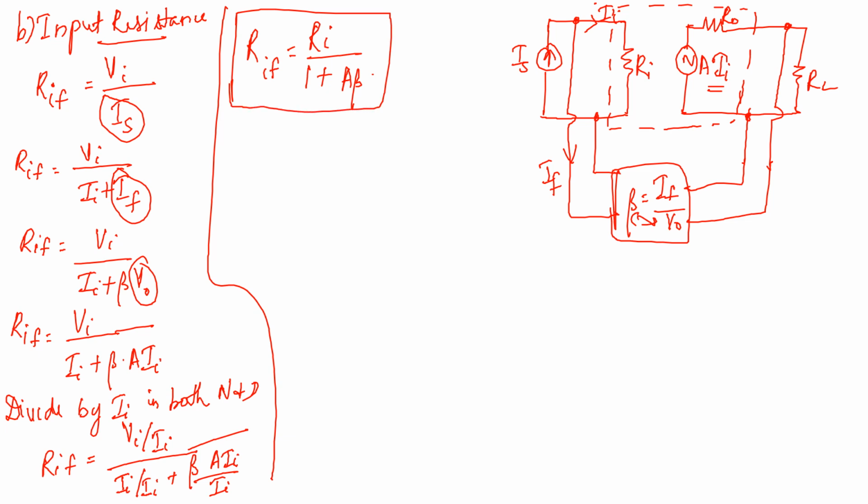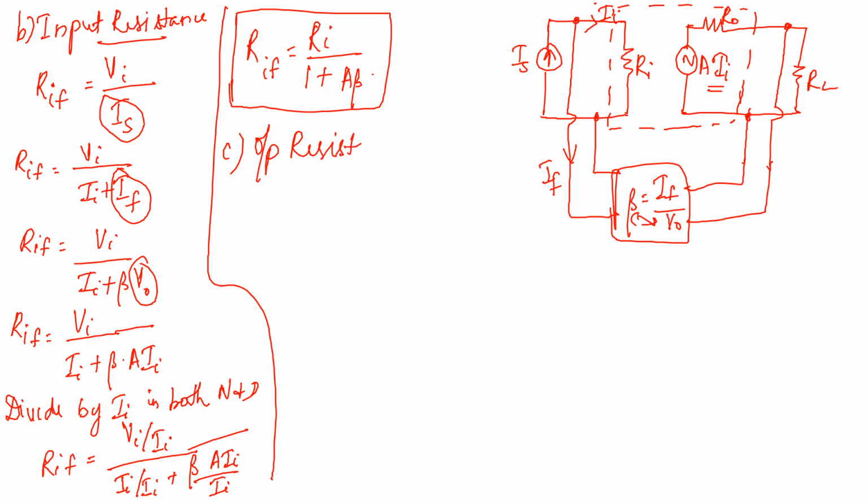So now you have found that the input resistance with feedback is equal to the input resistance without feedback divided by 1 plus A beta. You know that both are shunt connections, right? So the clue is that since both are shunt connections, your input resistance and output resistance will decrease. Here Ri divided by 1 plus A beta is decreasing.